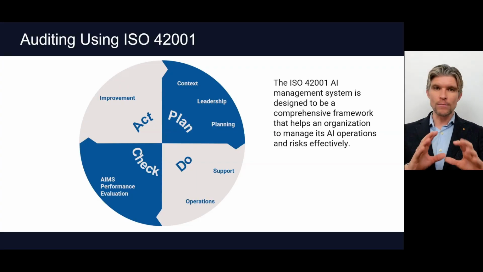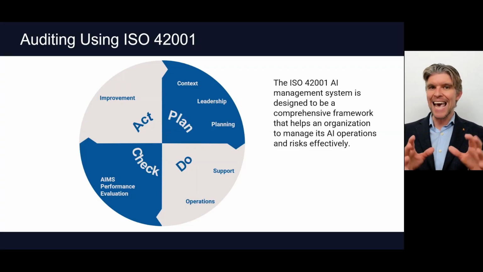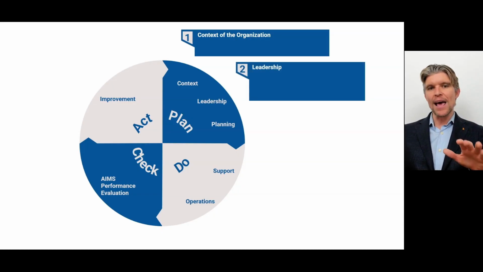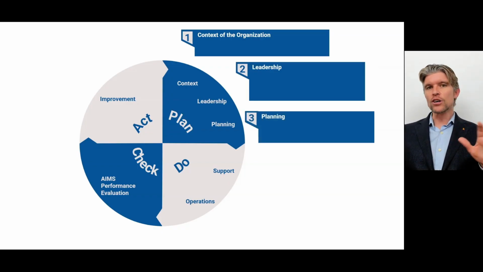All of those little problems that weren't working correctly in the AI management system, we're going to act to improve them. Let's dive into these. At the top of the planning, we have the context of the organization. We're going to see where our organization is actually operating. We have our leadership parts for the organization.